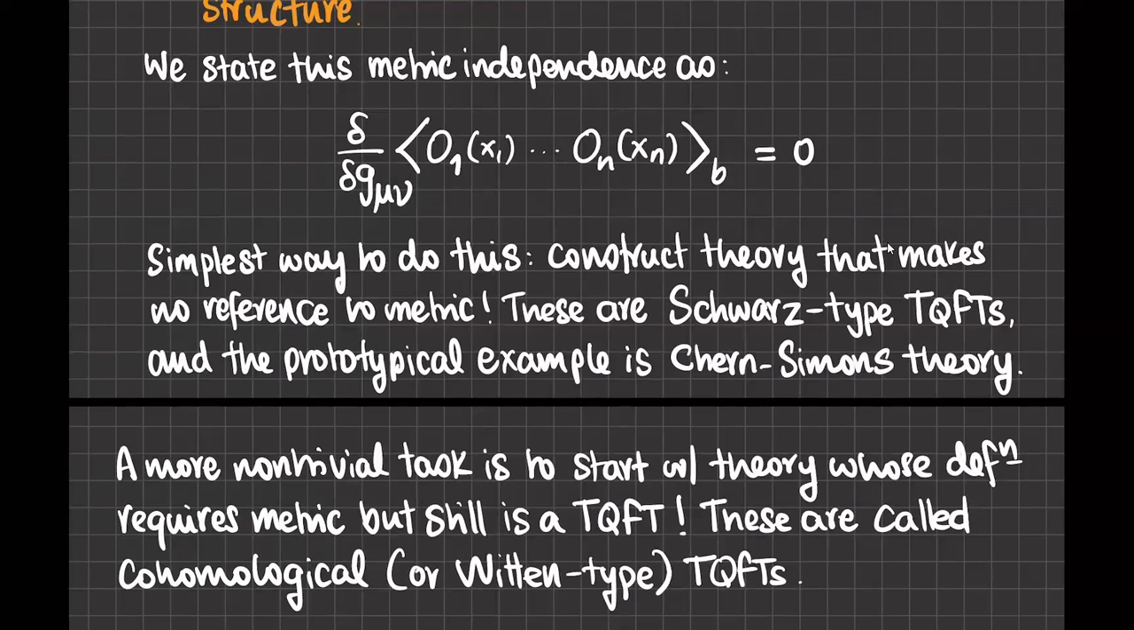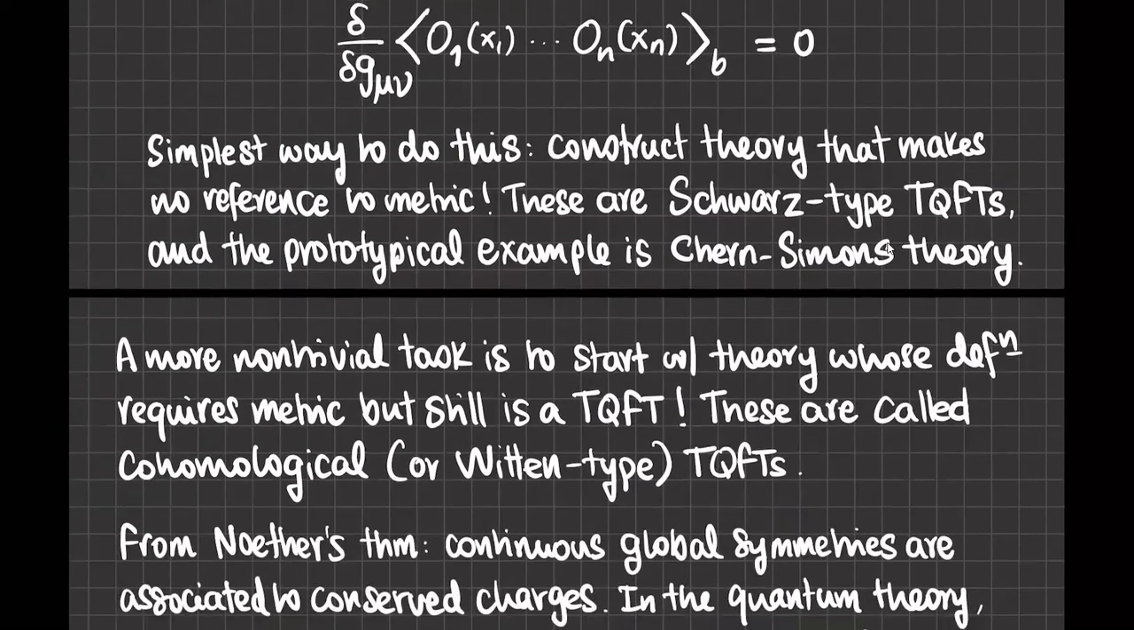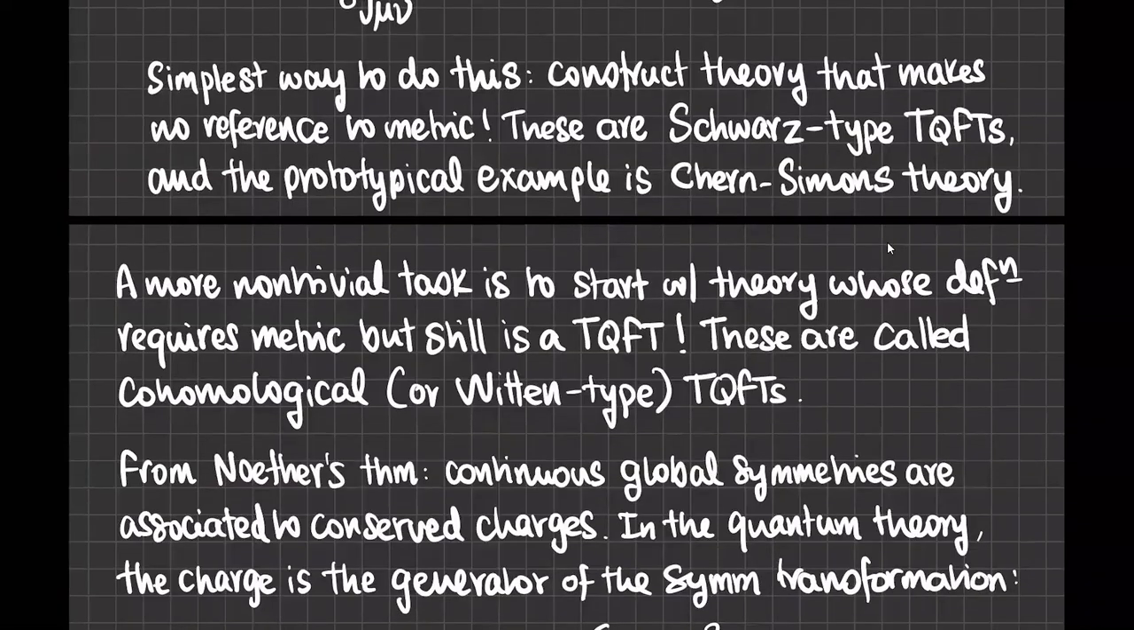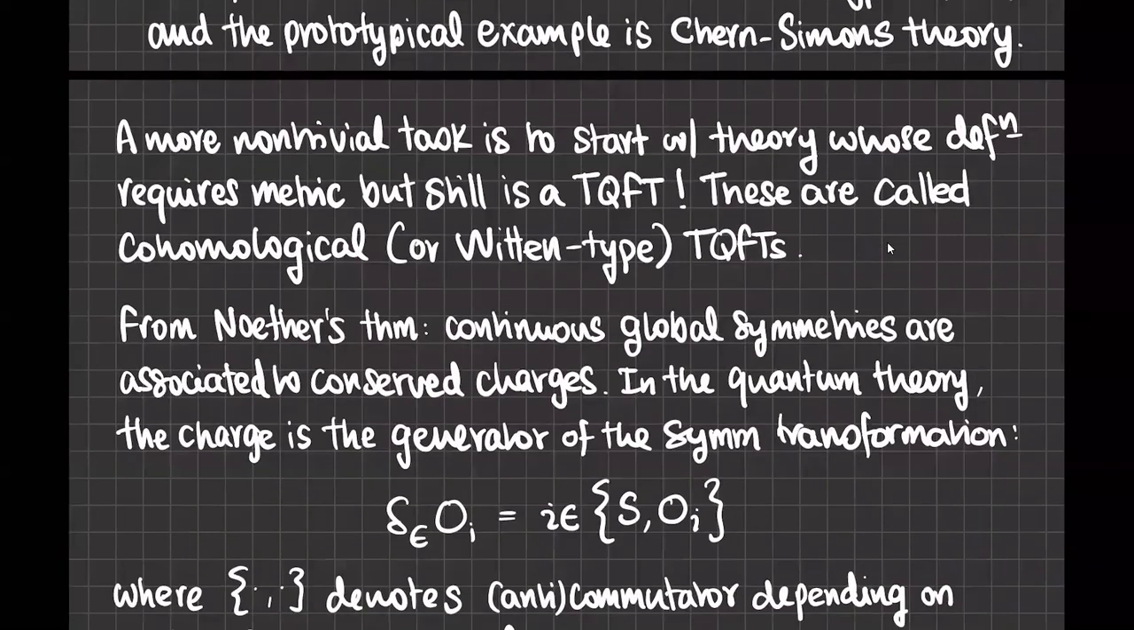The non-trivial task is to start off with a theory whose definition requires a metric, but which is still a topological quantum field theory. These are called cohomological or Witten type TQFTs. Okay, so let's try and recall some basic stuff.